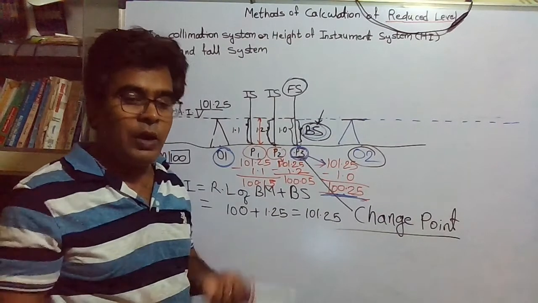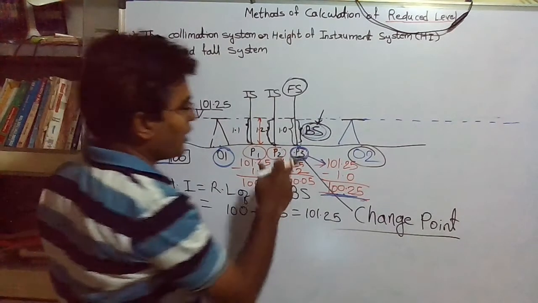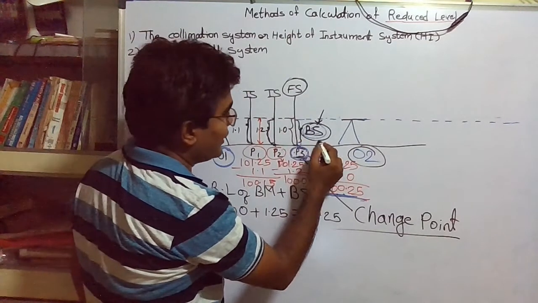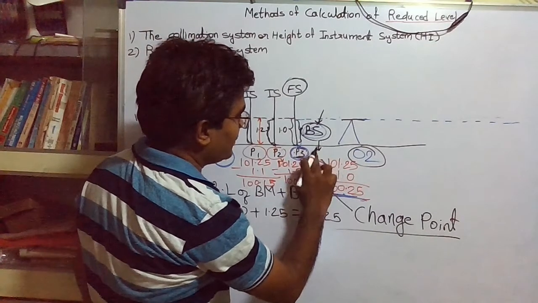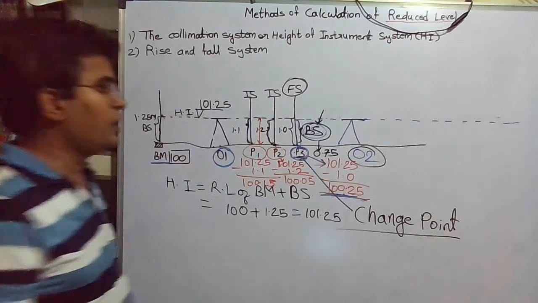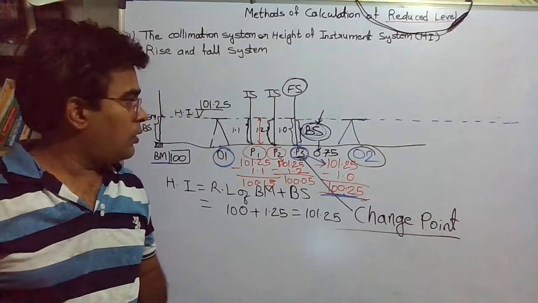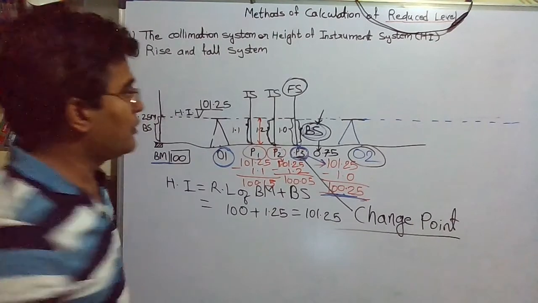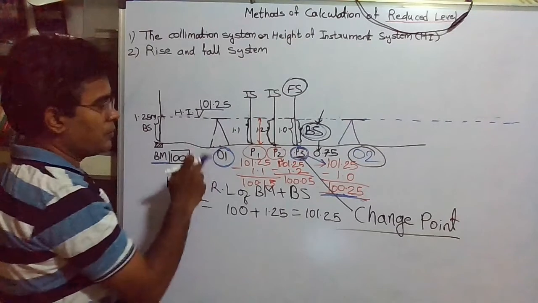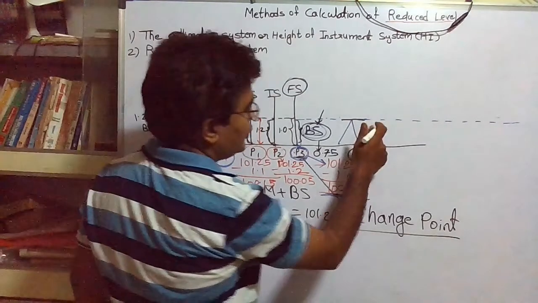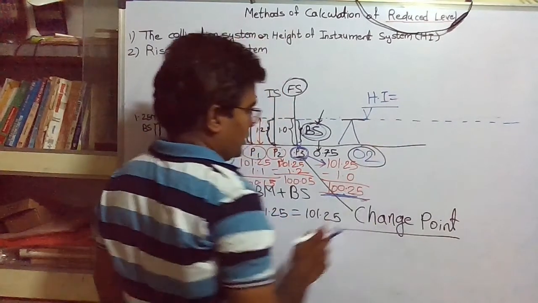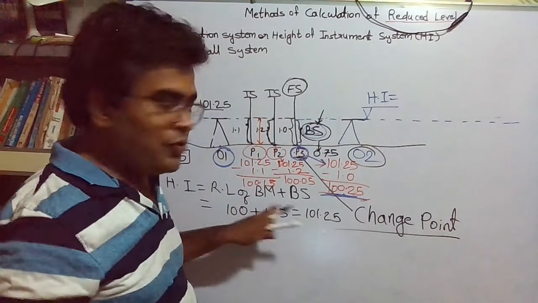So what is our new height of instrument? That is the RL of point P3 plus the backside reading at the new setup. Suppose this backside reading is 0.75 meter. So what will be our new height of instrument? This is the HI for the first setup of the instrument. This is now the new HI. What is HI? HI is RL of benchmark plus backside.